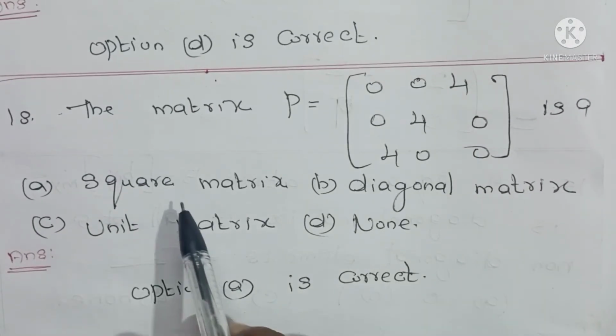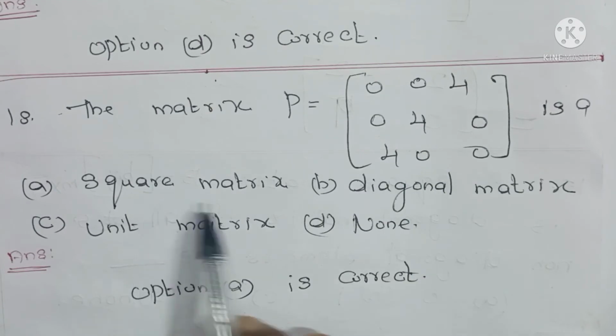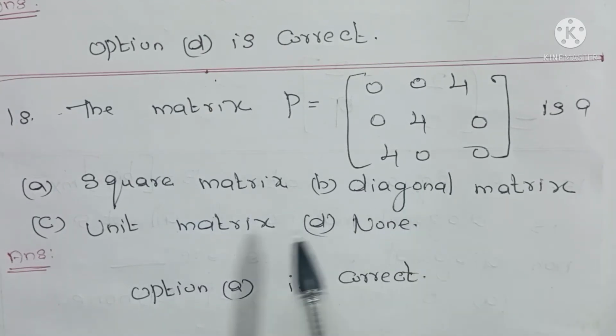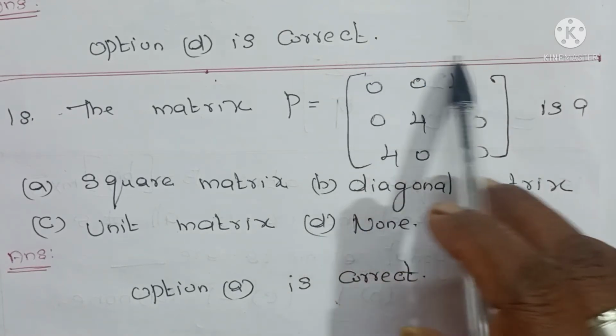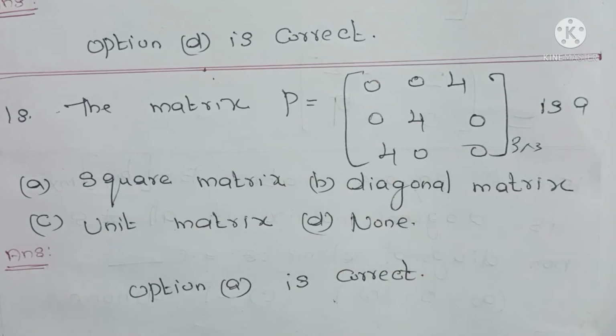Then the 18th question. The matrix P is equal to this matrix they have given. It is which matrix: square matrix, diagonal matrix, unit matrix, or none? Option A is correct. This is a square matrix, a 3 by 3 matrix. So option A is correct.